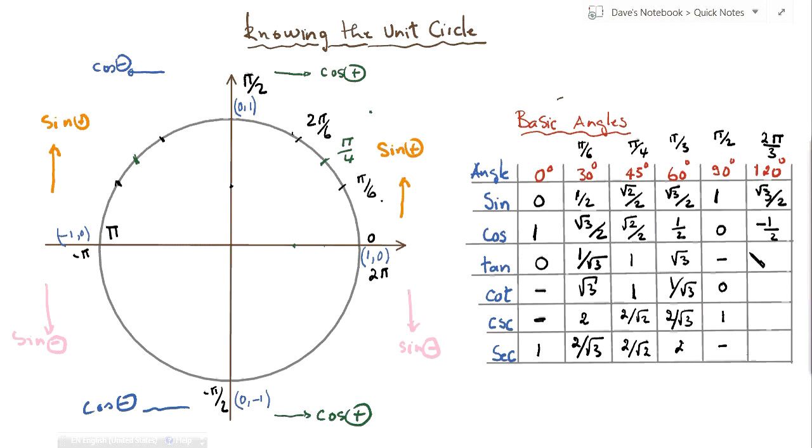For this value, the tan will be the sine divided by the cosine, meaning square root of 3 over 2 times 2 over minus 1, which is going to give us minus square root of 3. And the cotangent will be minus 1/2 divided by square root of 3 over 2, and that's going to give us 1 over square root of 3 with a minus, of course.